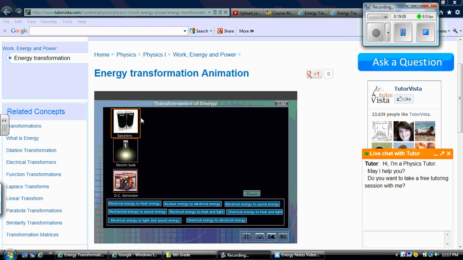Okay, so if we have speakers that are plugged in, when they're plugged into an outlet, they contain electrical energy, which is kinetic. That kinetic energy from electricity gets converted into sound energy, which is also kinetic. So this one, we have kinetic being transferred into kinetic. Electrical energy from the electrical outlet being converted into sound through the speakers.